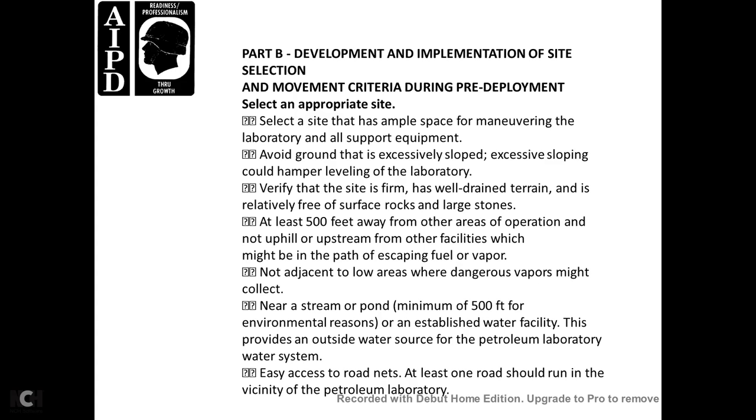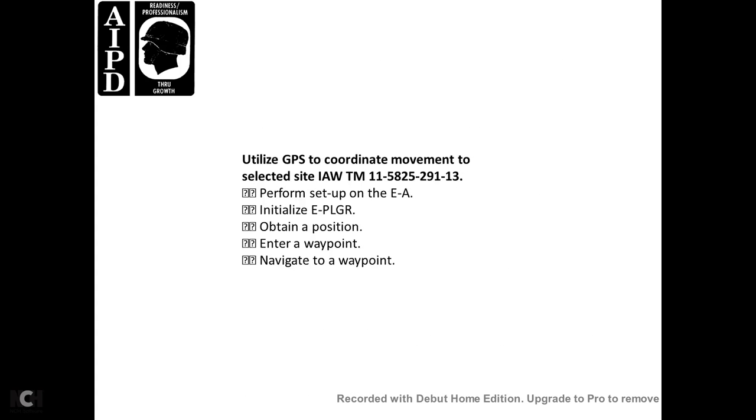No adjacent low areas where dangerous vapors may collect. Stay a minimum of 500 feet from a stream or pond for environmental reasons, or from an established water facility. This provides an outside water source for the petroleum laboratory water system. Ensure easy access to the road net, as at least one road should run into the vicinity of the petroleum laboratory. Utilize GPS coordinated movement and the site selected. Perform the setup of the EA, initialize the EPLGR, obtain position, enter a waypoint, and navigate to a waypoint.